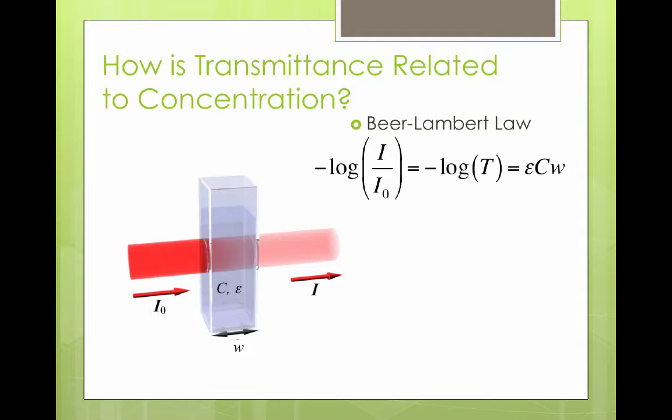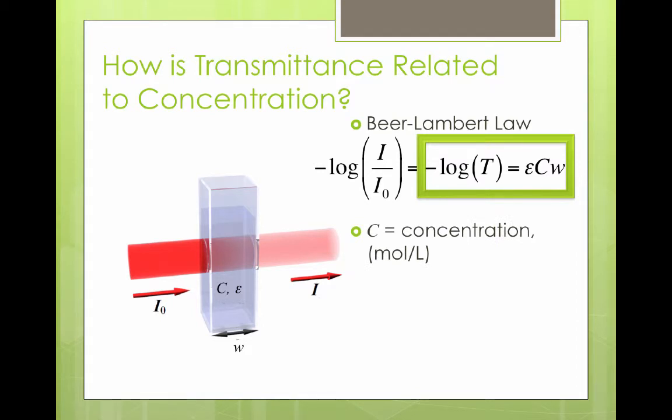So here's what each of those terms are, and this is what the Beer-Lambert law is. C is equal to concentration, and the units are moles per liter. For our purposes, this is going to be the concentration of our algae in our sample that we want to know. W is the width of the cuvette that we're using, and it's in units of centimeters. For our cuvette, it's 1 centimeter.